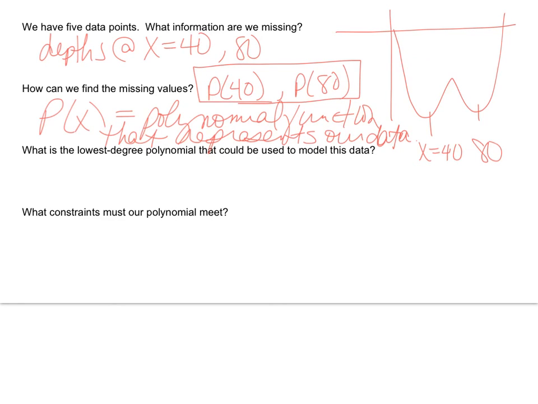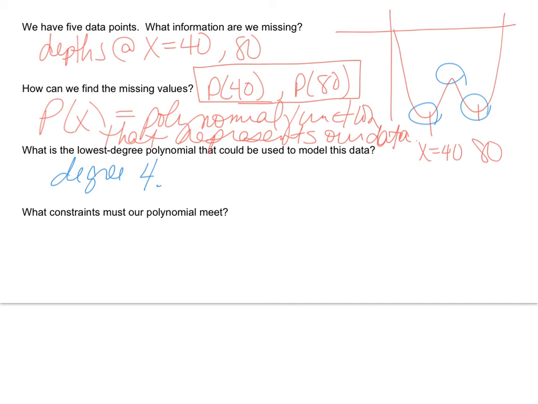Right, what is the lowest degree polynomial that could be used to model this data? One way we can figure that out is looking at the relative maximums and minimums. I have three relative maximum and minimum points. So I'm thinking this might be a degree 4. Okay, what constraints must our polynomial meet?